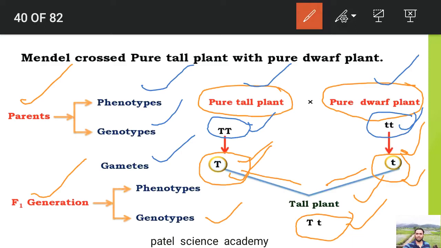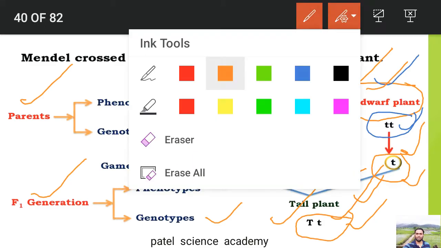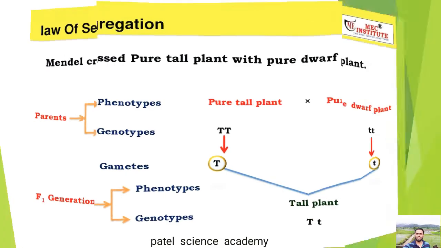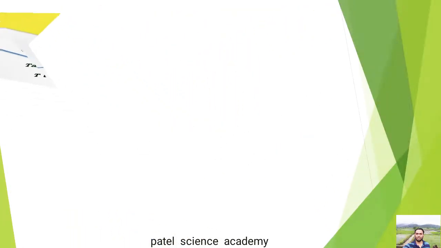So what we have learned from this cross is that if there is a cross between two organisms having at least one contrasting character, like height of the stem, here tallness and dwarfness, then in their F1 generation the character which appears is called the dominant character, and the character which does not appear is called the recessive character. So tallness is the dominant character, and dwarfness is the recessive character. This is the law of dominance.